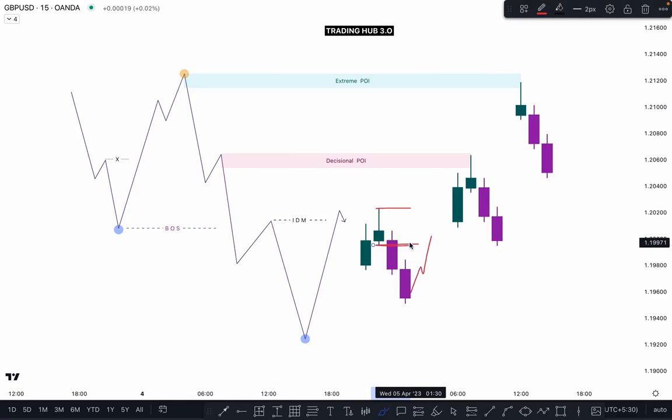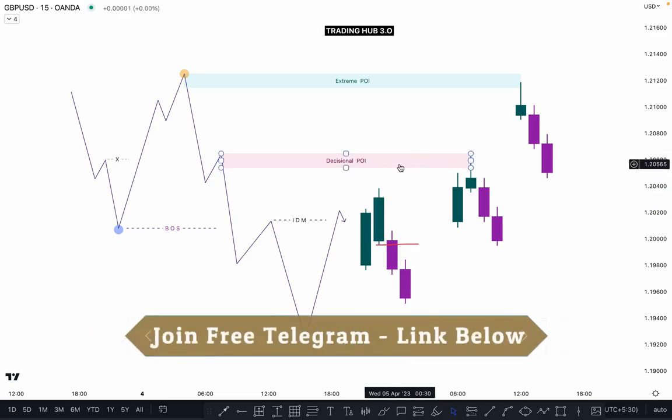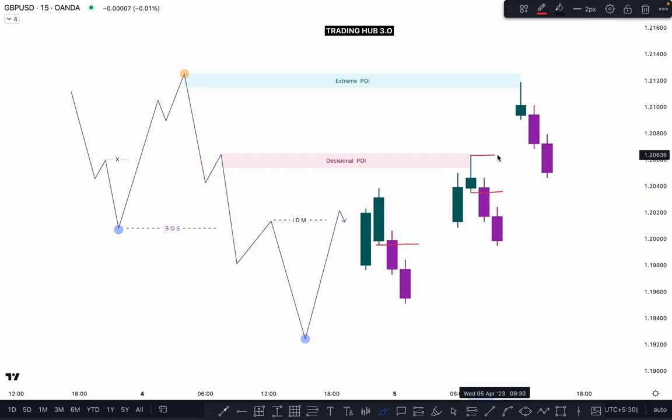But what happens if the market does not create this one and continues pushing higher highs, something like this? A candle closes above it, and the next candle also closes above it like this, and price taps on your decisional POI. So how can you deal with this situation? Simply, you can also sell here. This one is our additional confirmation: price taps on the POI and the market gives momentum to the downside. You have to mark this order block, right? So this becomes our single candle order block.